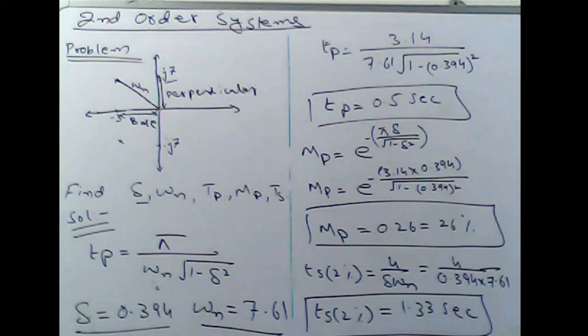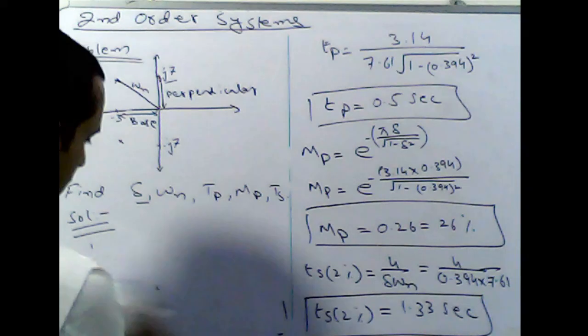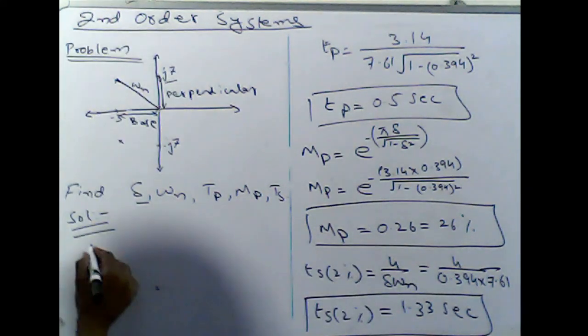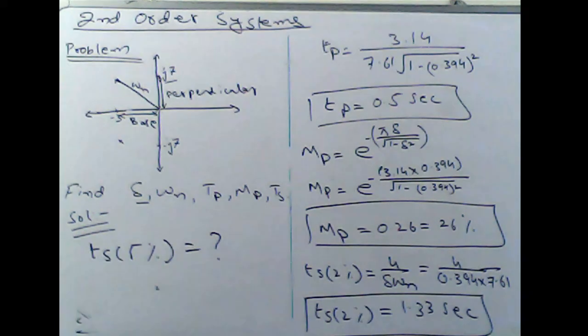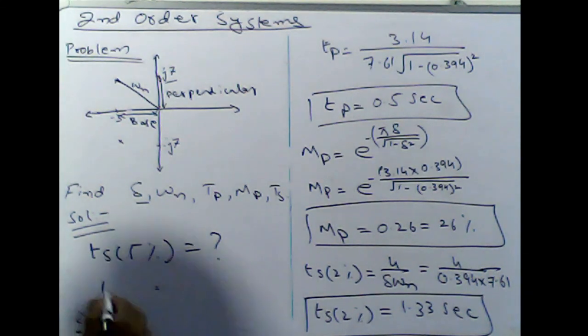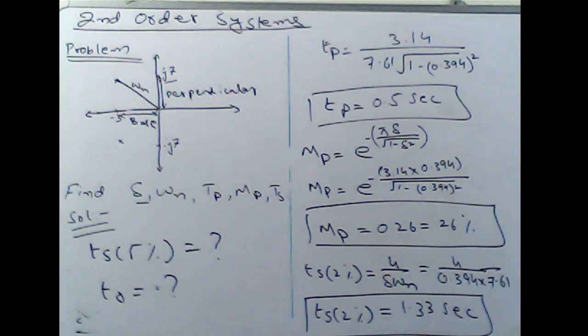I'm giving you some homework. In the next part, you need to find out what is the 5% settling time and what is the rise time for this underdamped system. And you also have to draw the step response of this system along with mentioning these parameters.